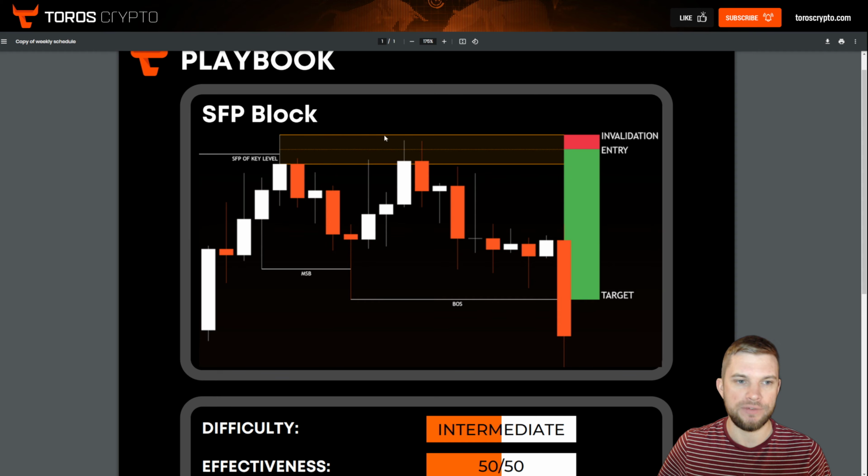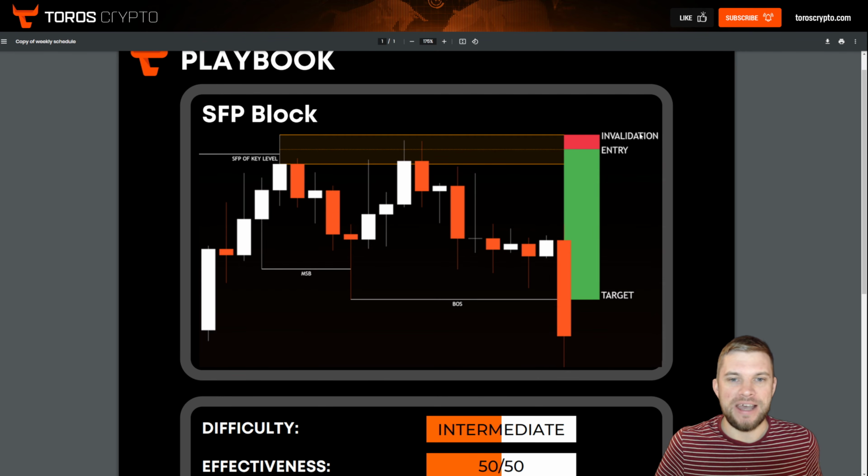So you can see here from the diagram, this is what I mean. So you have an SFP over here of a key level, and we'll look at this in more detail in just a second. This creates a market structure break, or a break of structure down here, a market structure break. And then you come back into the order block itself, which is formed just using the wick at the top here. So you can create a block, create a channel across here, and you're targeting an entry within there.